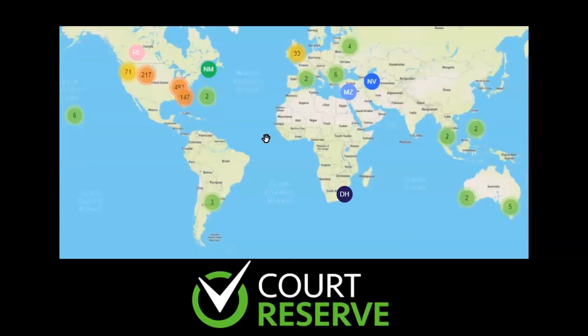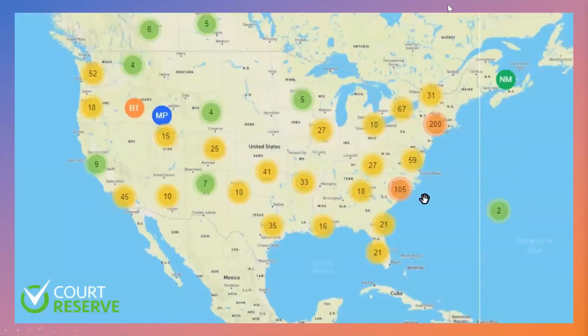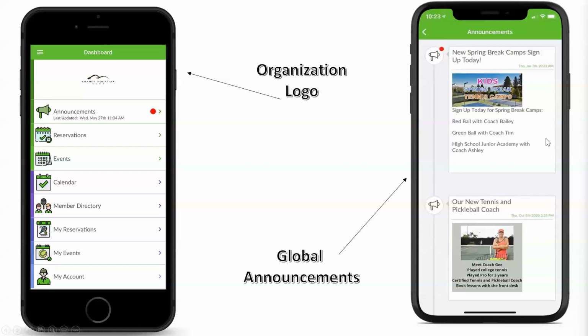This is just a screenshot of some of the clubs around the world and the areas that we are populated in. And this is a quick screenshot that I took back last year of some of our facilities around North America as well. So the first thing I want to point out is that CourtReserve has a mobile app.